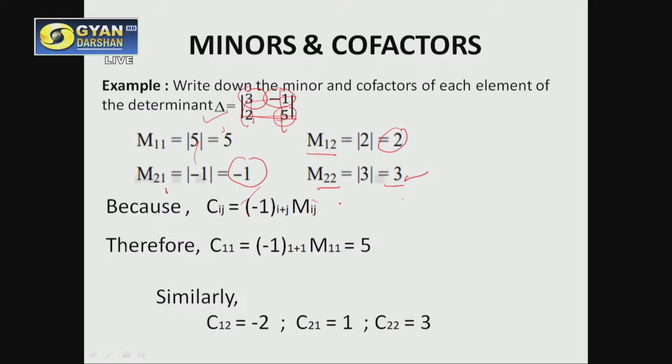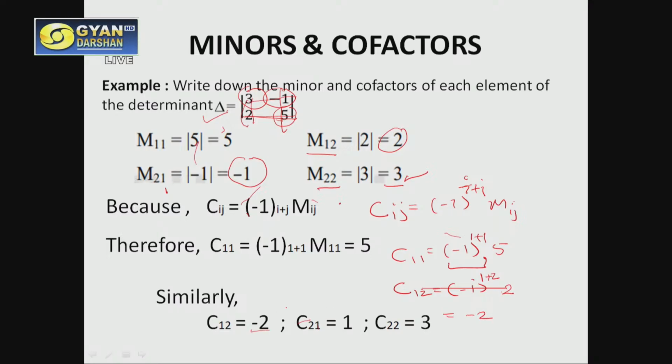And we know that there is a relation between cofactor and minor, and that is Cij is equal to minus 1 to the power i plus j into Mij. So substituting the values of i and j, you will find that C11 turns out to be 5 only, because C11 will be having minus 1 to the power 1 plus 1 into M11, that is 5 only. Minus 1 to the power 2 will be equal to 1 only, because minus 1 squared is plus 1. Similarly, C12 will be equal to minus 1 to the power 1 plus 2 into 2. So this turns out to be minus 2. So C12 turns out to be minus 2.